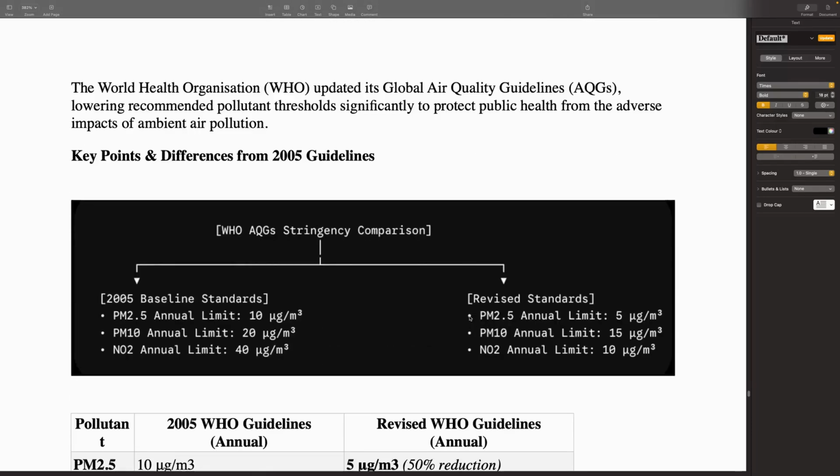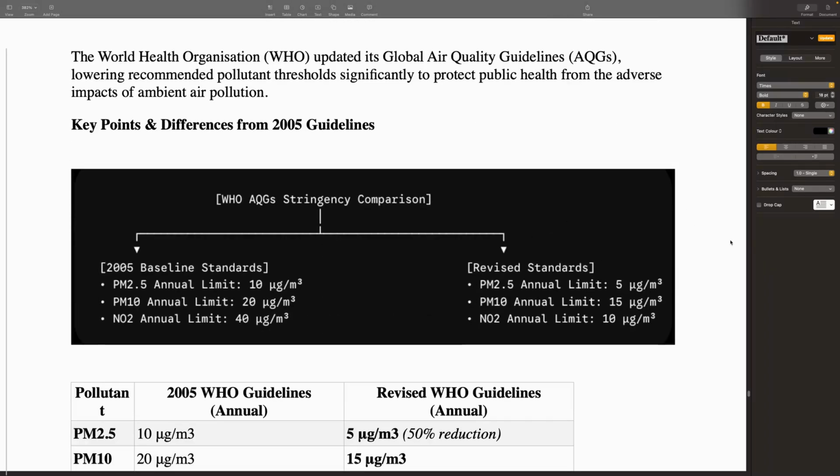The World Health Organization, WHO, updated its global air quality guidelines, lowering recommended pollutant thresholds significantly to protect public health from the adverse impact of ambient air pollution. Key points and differences from 2005 guidelines.